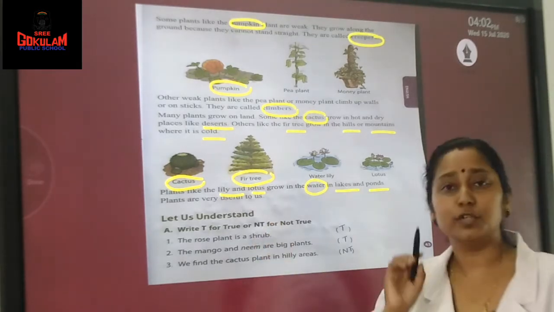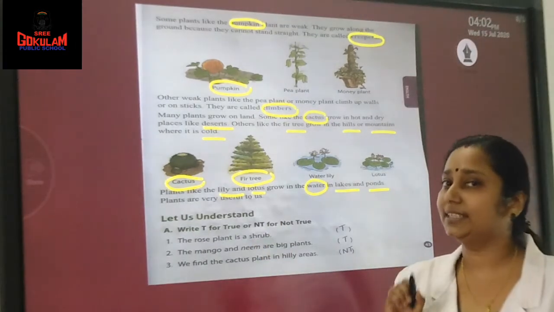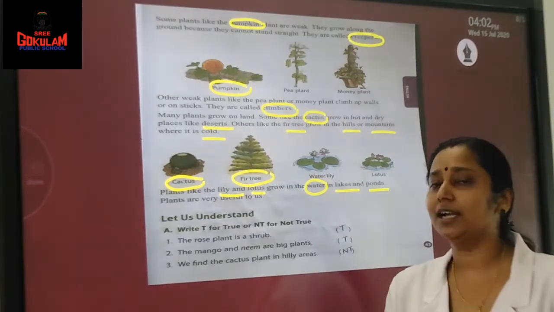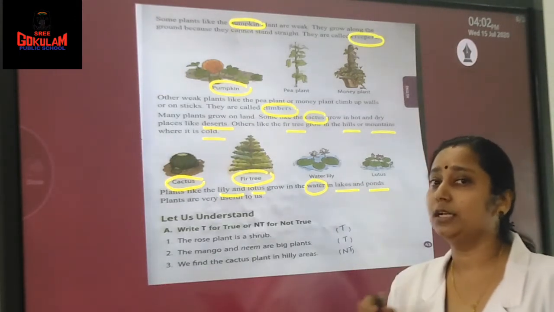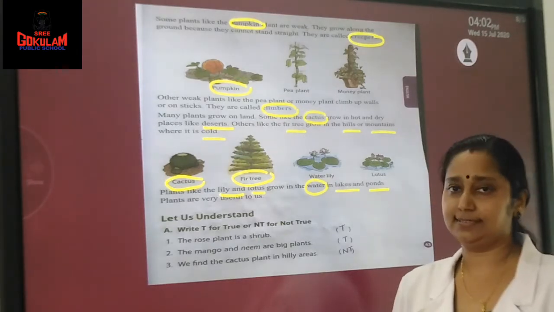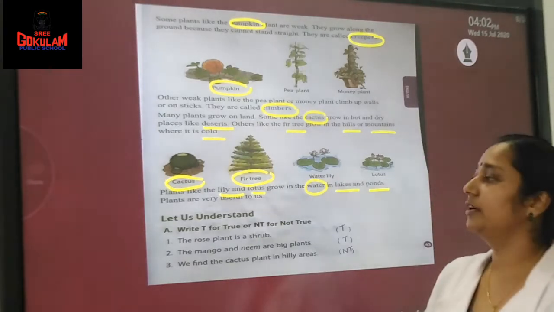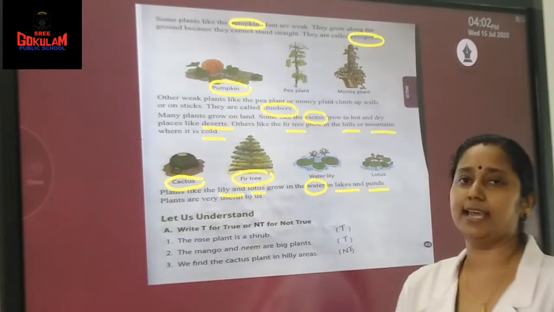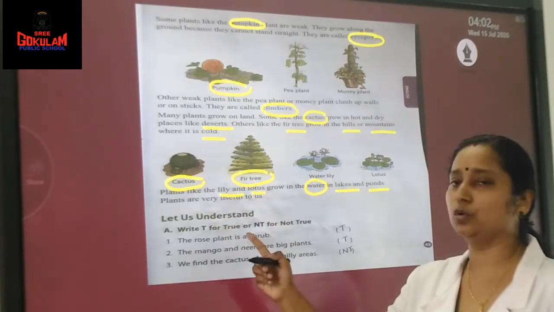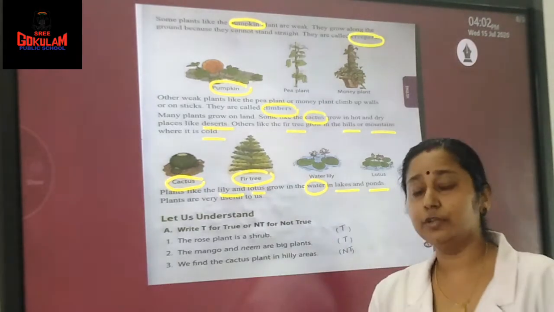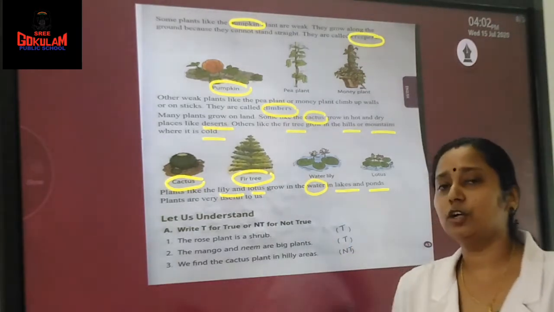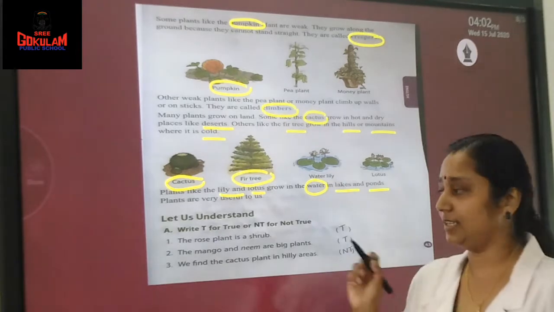You have to read the lesson 3 times, you have to point your finger at the words, and underline the important words in the lesson. Okay, children? Now next, let us understand. Write T for true or NT for not true. If it is true, you have to write T. If it is not true, you have to write NT.